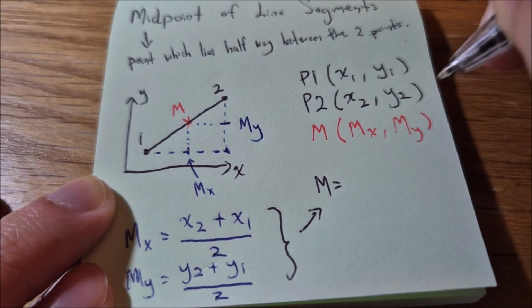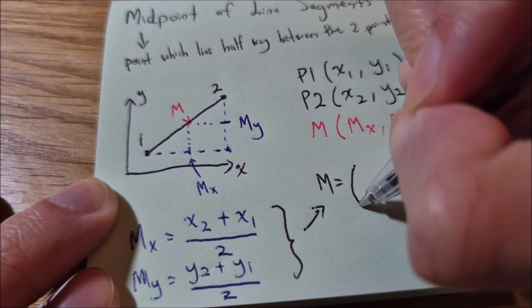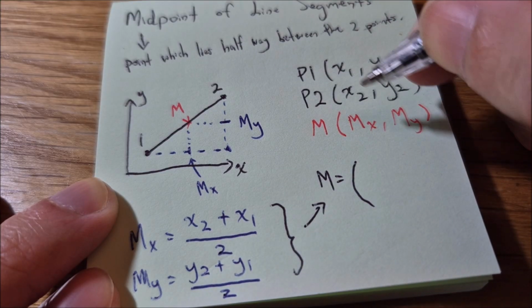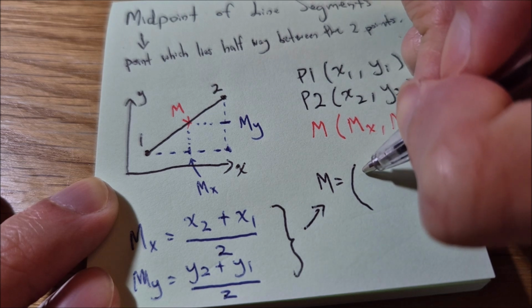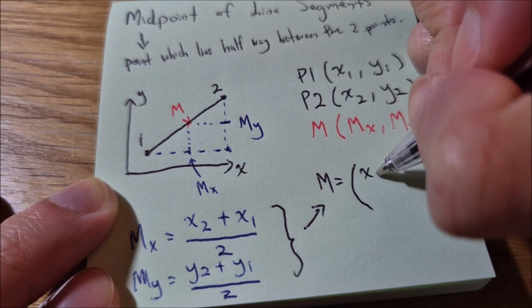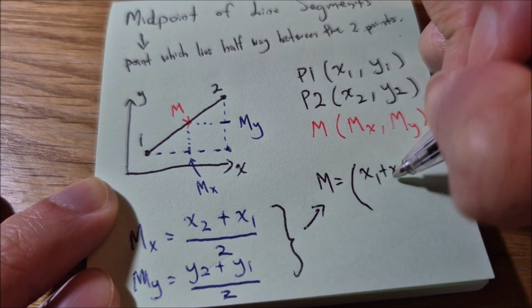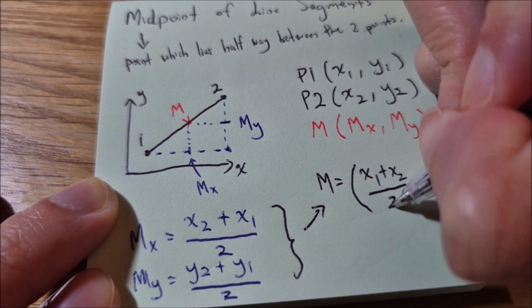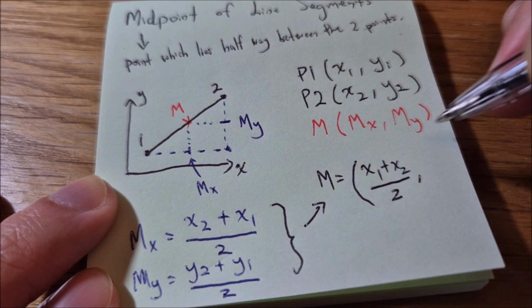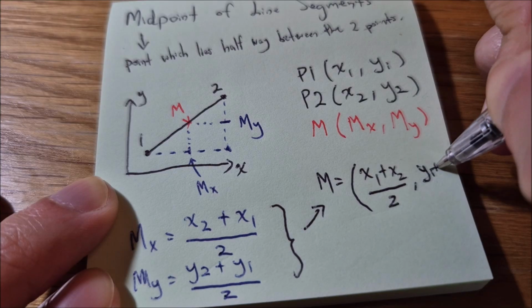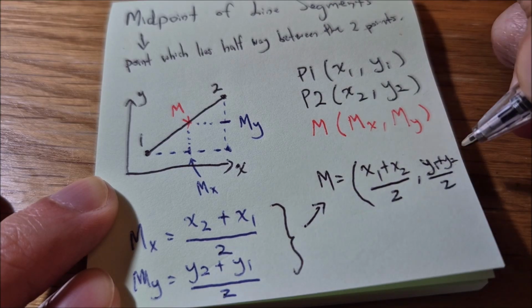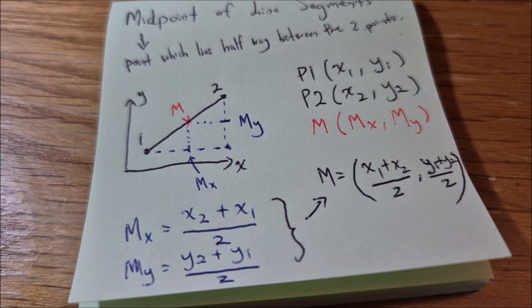So we can rewrite the midpoint as M is equal to our Mx, which is x1 plus x2 over 2, and we have our My, which will be y1 plus y2 over 2. And that's all there is to finding the midpoint of a line segment.